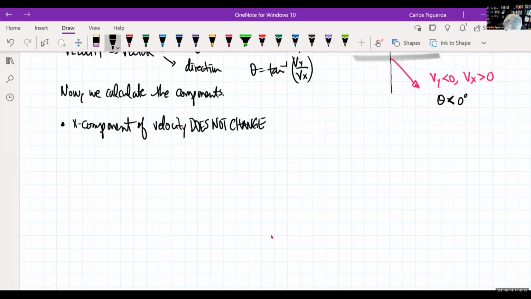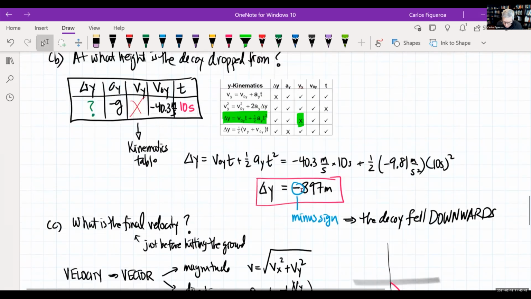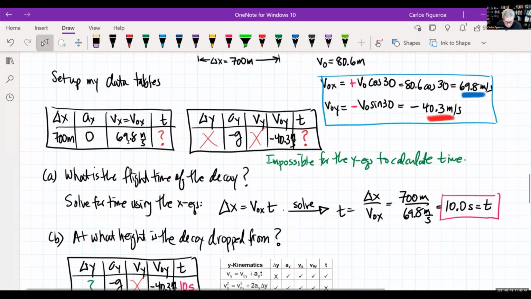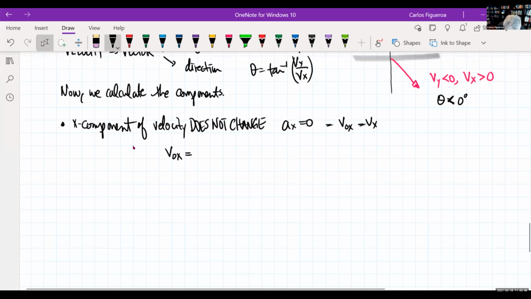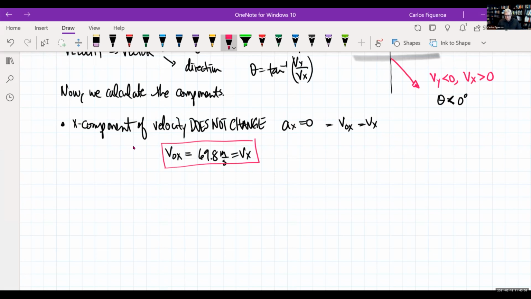Why does it not change? Because ax is equal to 0. If ax is equal to 0, then v initial x must be the same as the final x value. But wait a minute, we already know that. From our table up above, that value was 69.8. So this is 69.8 meters per second for Vx. So I have half of my components that I need.